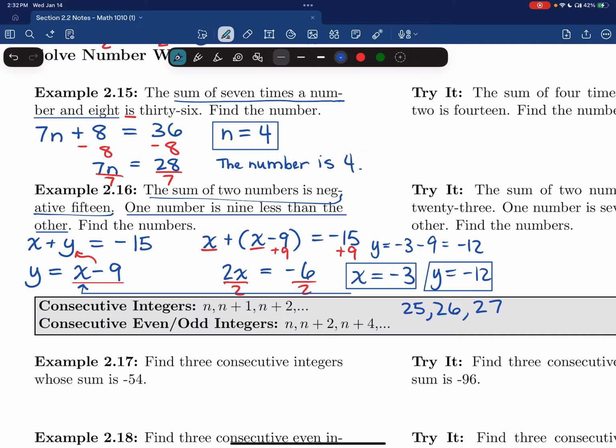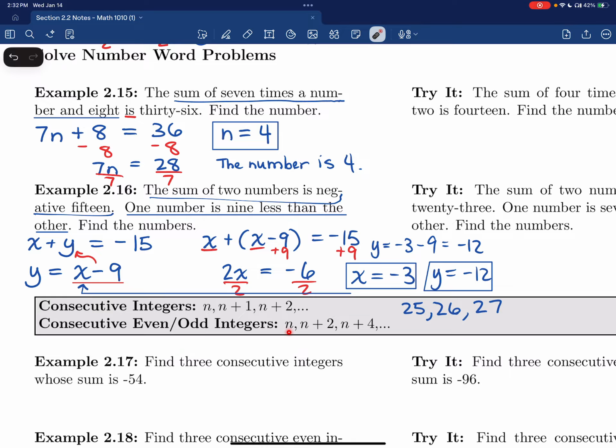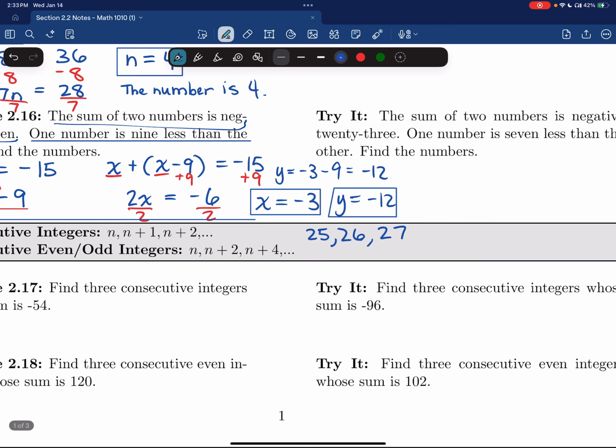We could also encounter consecutive even or odd integers. Now, no matter what number we're dealing with, to get to the next even number, we would add 2 to that number that we have. And then we would add 4 to that original number to get the next consecutive even integer or odd integer. So let me show you that that's kind of true.